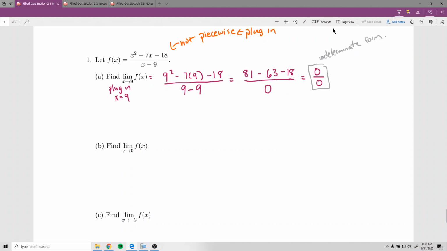All right, so what that means is we've got to factor the original, cancel. You will be able to factor these, you will be able to cancel them as long as you get this 0 over 0 correct, and then plug back in.